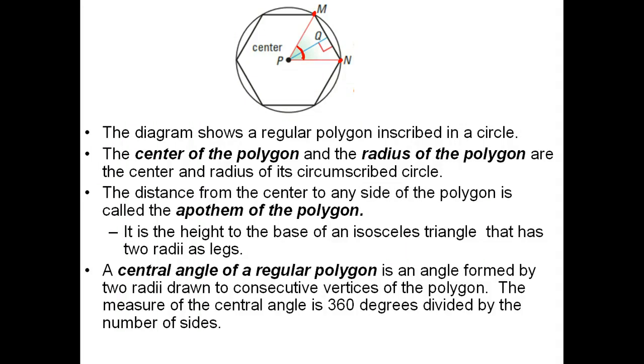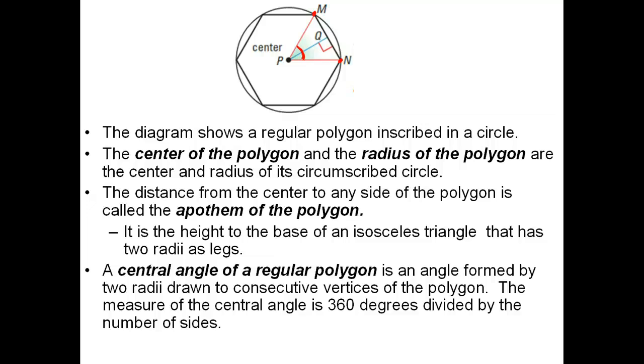It would be a central angle of the circle too, but it's a central angle of the polygon when it is formed by two consecutive radii. We can always find the measure of that central angle simply by taking 360 and dividing it by the number of sides.